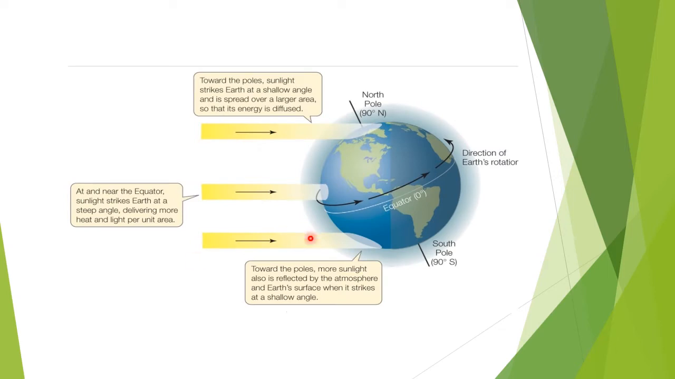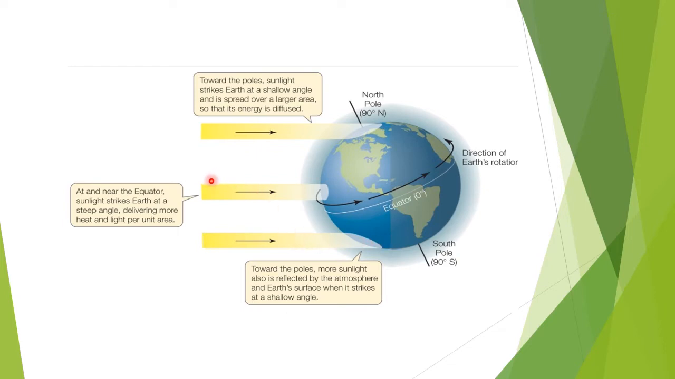photoperiods. So if you will see from the sun, you have the equator, you have the north pole, you have the south pole, and here when the sun's light is falling on the north pole or on the south pole, it is basically diffused. Towards the poles, the sunlight strikes earth at a shallow angle, and is spread over a large area, and so that energy is diffused. Same happens here. Towards the poles, more sunlight also is reflected by the atmosphere and the earth's surface when it strikes at a shallow angle.